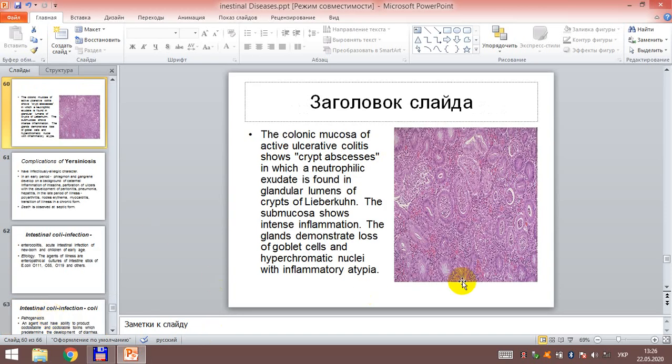In these histological signs, the colonic mucosa of active ulcerative colitis shows crypt abscess, in which a neutrophil-rich exudate is found in glandular lumens of crypts of Lieberkuhn. The submucosa shows intense inflammation. The glands demonstrate loss of goblet cells and hyperchromatic nuclei with inflammatory atypia.